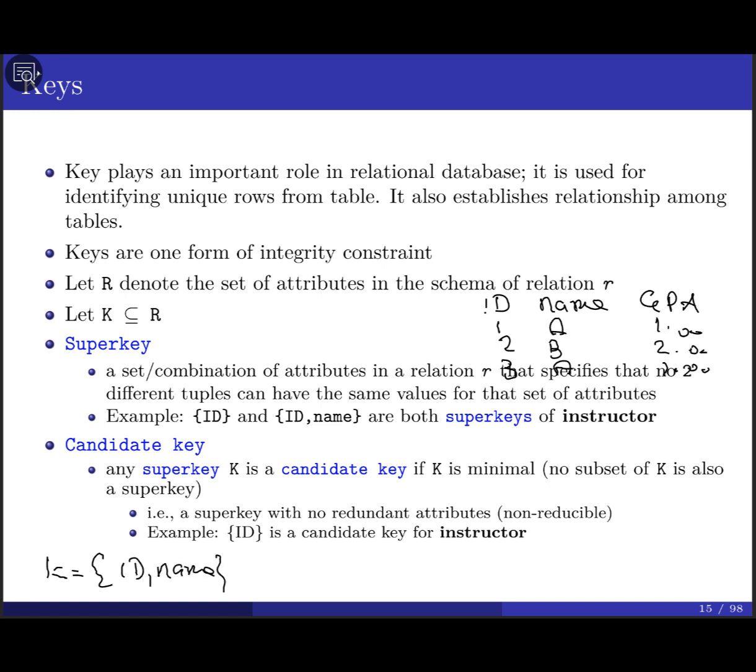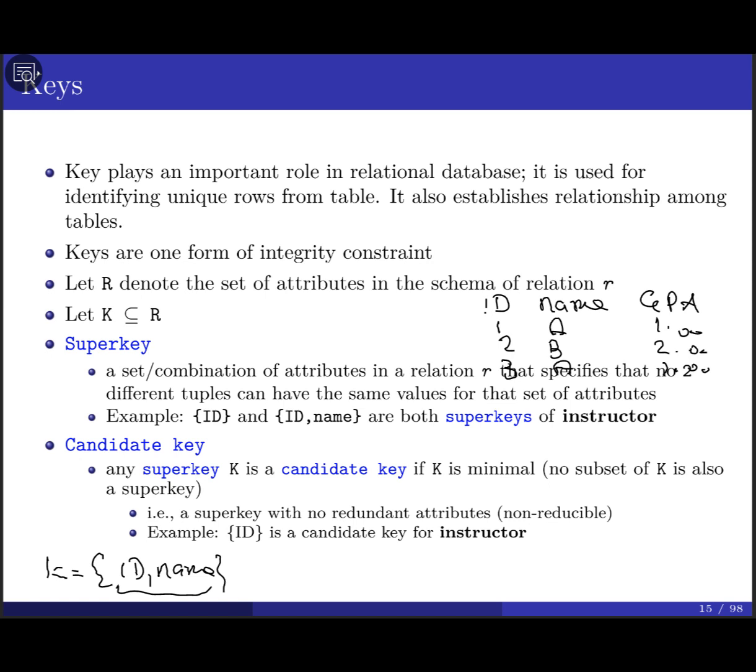And now I need to test this one. Based on the definition they said, if you specify your super key as ID and name, this means you will not find two tuples in this relation, of course two or more, that are going to have the same value for this set of attributes, the ID and name. So let's take a look at my relation to check whether it's going to be a super key or not.